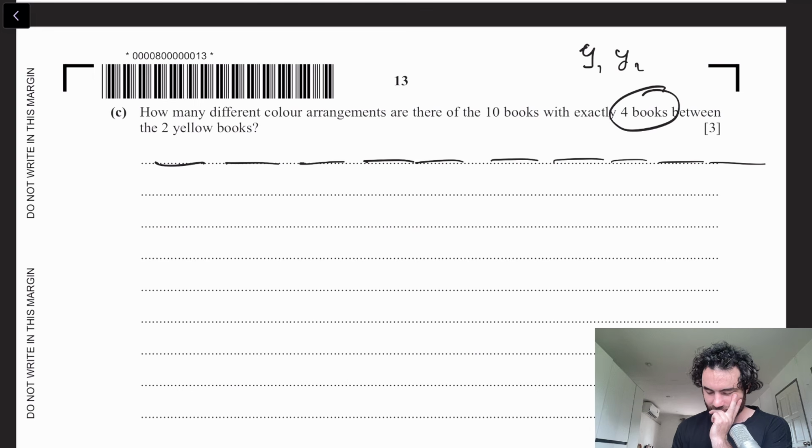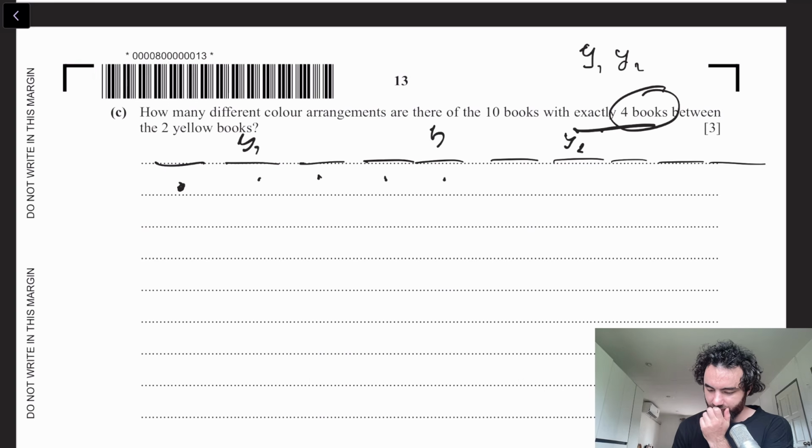Yellow 1, yellow 2. Okay, if I place the yellow one here, there must be exactly 4 books between them. So these are the 10 slots for the 10 books. If I place the yellow one here, then 1, 2, 3, 4, the yellow 2 has to go here. If I place the yellow one here, then yellow 2 has to go here, and so on and so forth.